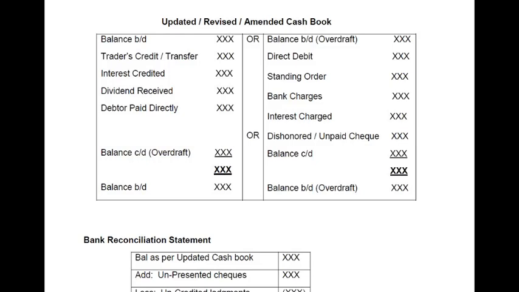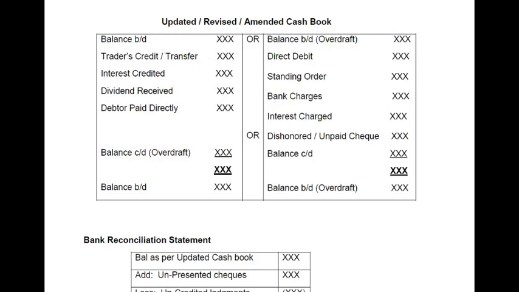Now let's move forward. In any bank reconciliation question, we need to do two things in the exam. Firstly, we need to make an updated, revised, or amended cash book. This is the same thing. There are three different words used by the examiner. The most common word is updated cash book. Then it can also be written as revised cash book in some other streams, and it can also be written as amended. This means the same. Now, what is an updated cash book?